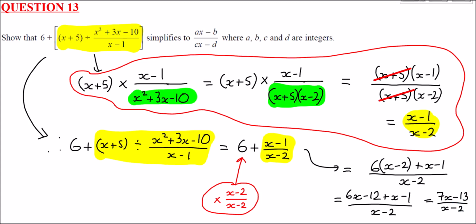So the question doesn't say to state what A, B, C and D are. If you'd like to, you absolutely can. Essentially, A is 7, B is 13, C is just 1x, so C is 1, and D is 2. But if you leave it in this form, that's absolutely fine. And so essentially all we need to show here is that this is that. So a bit of a messy question, but as long as you're good with arranging algebra, manipulating and simplifying and expanding, with lots of practice, you should find question 13 not too much of a problem.